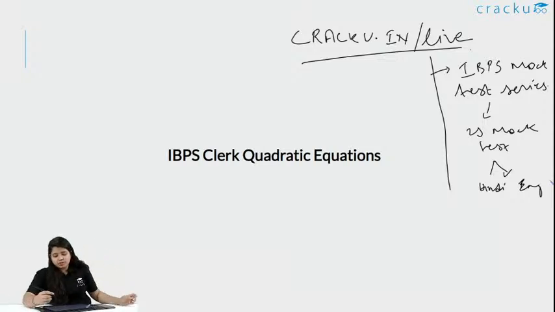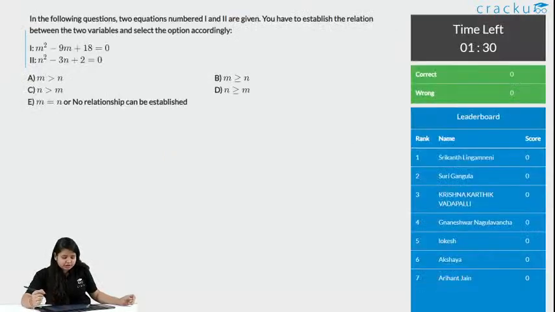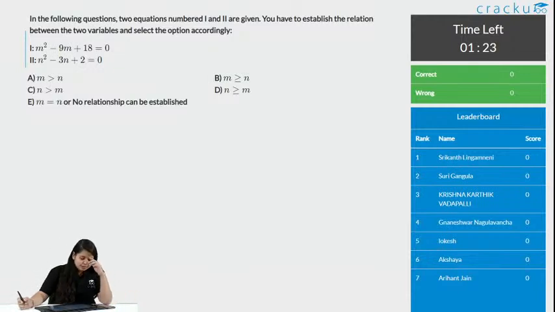Let's watch the first question now, as everybody seems ready. Here is the first question. Here is a timer of 1 minute 30 seconds. This is a very easy question. Come on.